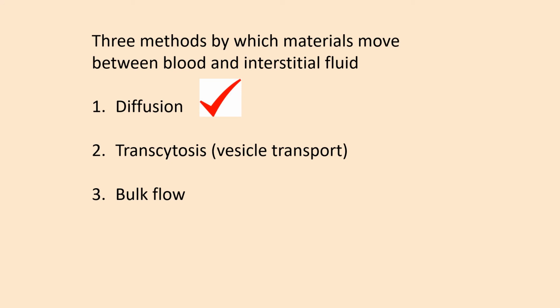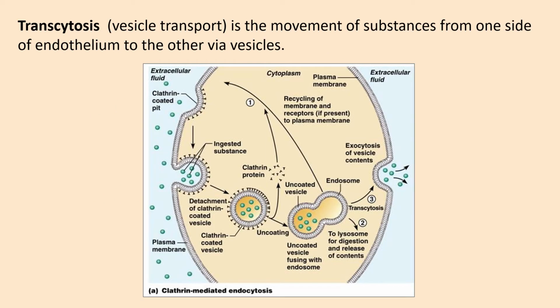Okay, so that's diffusion. Of these three, diffusion plays the biggest role in capillary exchange, but we also have transcytosis and bulk flow. So let's think of this as just a single endothelial cell, just one cell that's making up part of the wall of a capillary. And on the left side of this image is the blood. On the right side of the image is interstitial fluid.